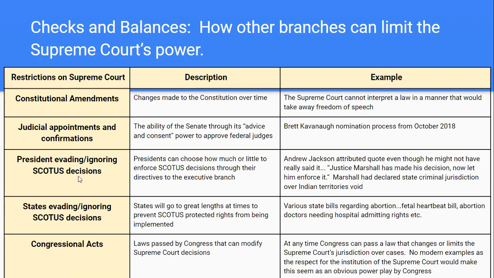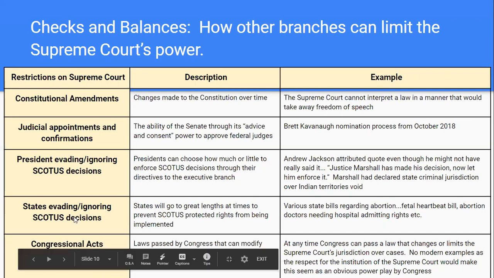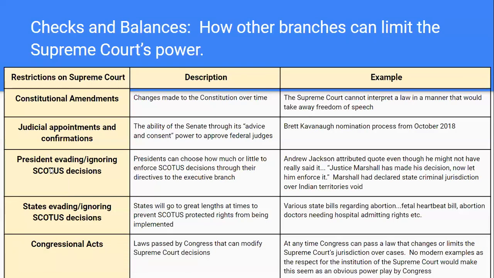President evading and ignoring Supreme Court decisions, and states evading or ignoring Supreme Court decisions. So we know that the Supreme Court makes their decisions, but they often rely on the president, Congress, and the states to carry out and enforce those. The Supreme Court has no power, and even says in Federalist 78, it has neither force nor will. They cannot force their decisions on the country. They cannot force their decisions on the states. They often rely on the president and Congress and the states to carry those out. So the president, Congress, and the states can choose to ignore that.